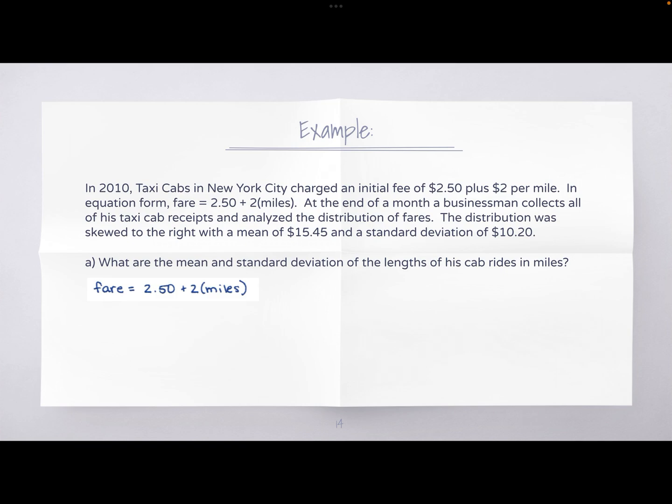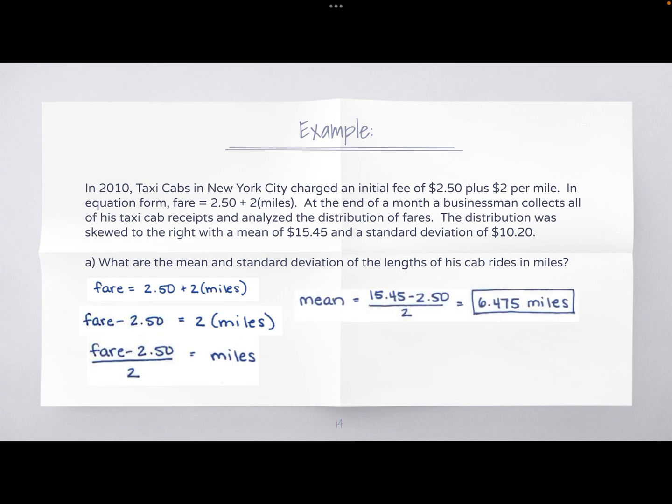Well, it says fare is $2.50 plus 2 times the miles. So let's go ahead and solve it for miles. So you subtract the $2.50, then you divide by 2. So let's see what that means.